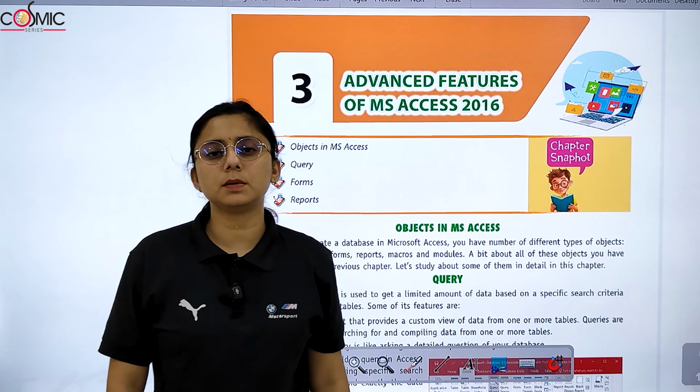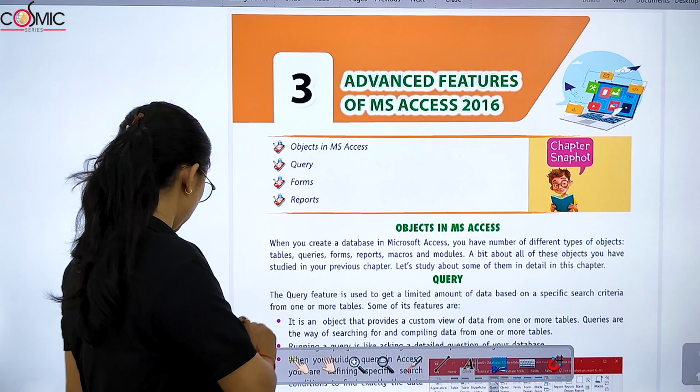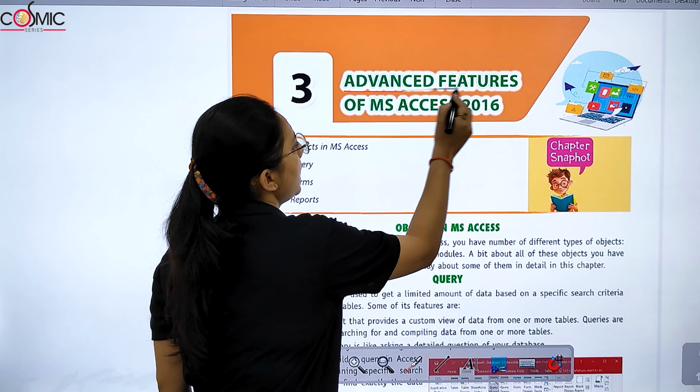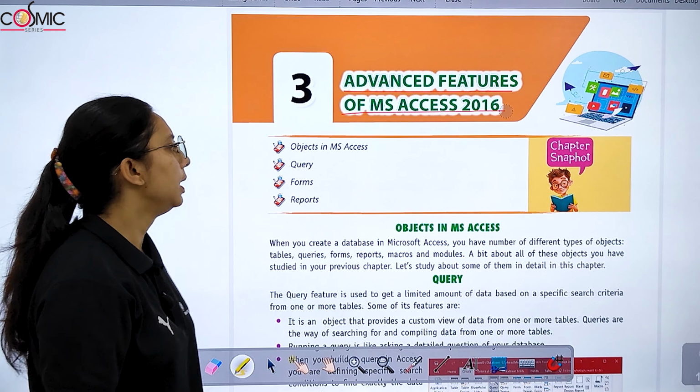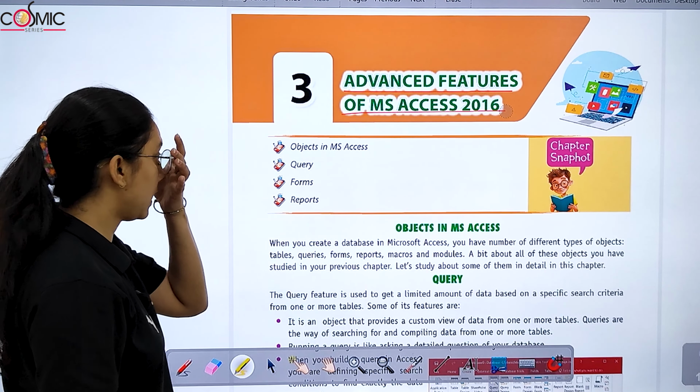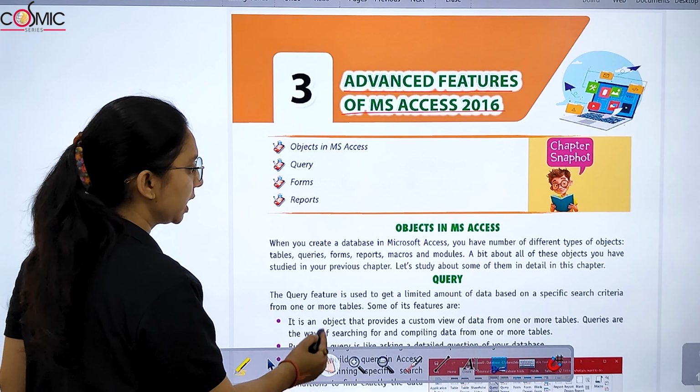Okay, let's start with chapter number 3, that is advanced features of MS Access. So let's study about the advanced features of MS Access. What is an object in MS Access?